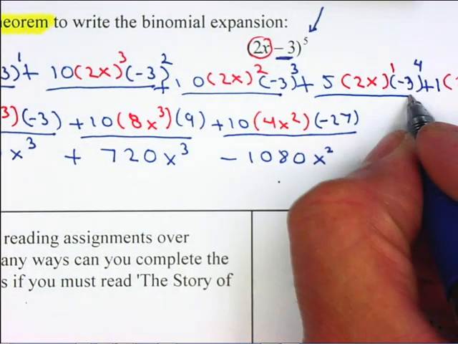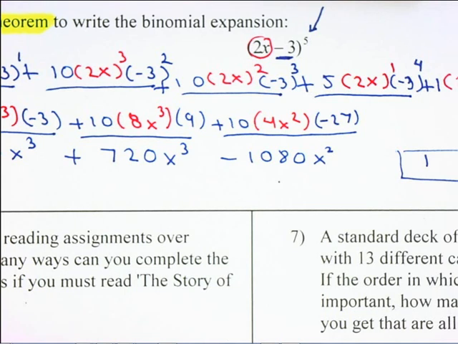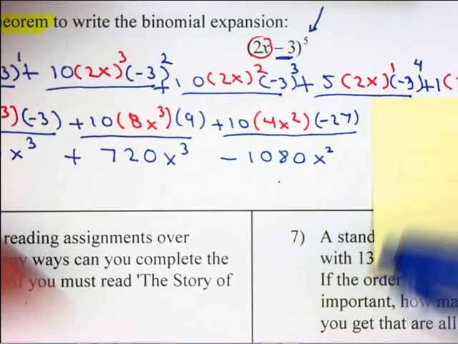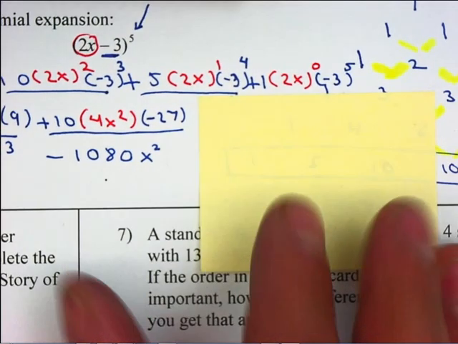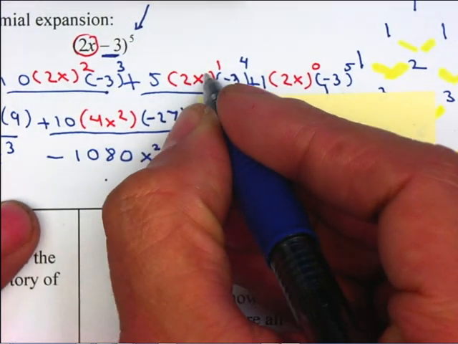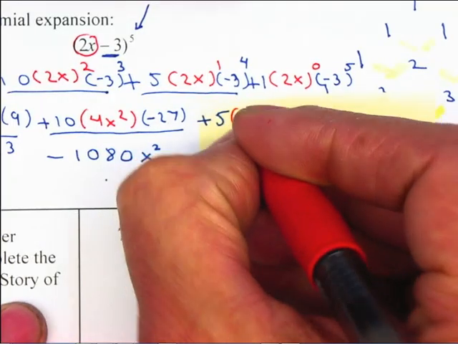Let me simplify the next one. And then I'm running out of space, so I'm going to cheat a bit. I'm going to extend it. Let me multiply the next set. That gives me a positive 5. 2x to the 1st power will be 2x.